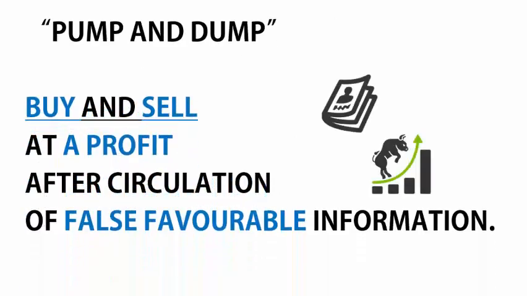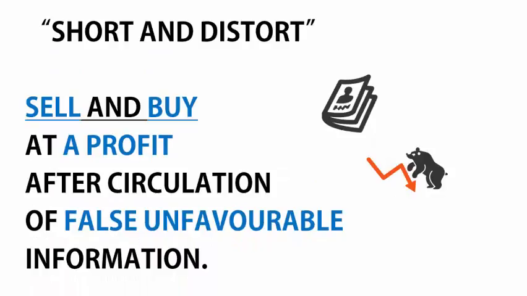Pump and dump. Pump and dump is a technique where they buy and sell at a profit after the circulation of false favorable information. This false favorable information has the effect of pumping up the price so that you can buy and sell at a profit. Short and distort involves selling and buying at a profit after circulation of false unfavorable information. This type of information has the effect of pushing down the price so that they can sell and then buy back at a profit.